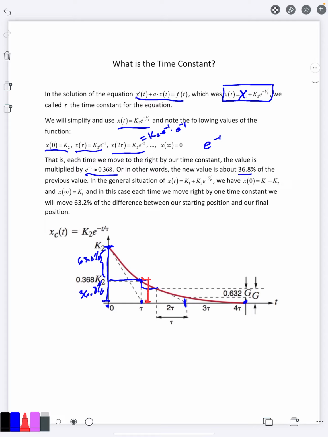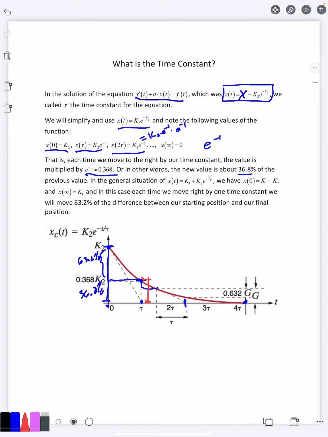So if you combine that, after 2 time constants we will have essentially only 13% from the start left to go. If I do a third time constant, just multiplying by e to the negative 1 each time, we're down to about 5% left to go. And after 4 time constants, there is less than 2% to go. So if you go 4, 5, 6 time constants, you're essentially all the way there.